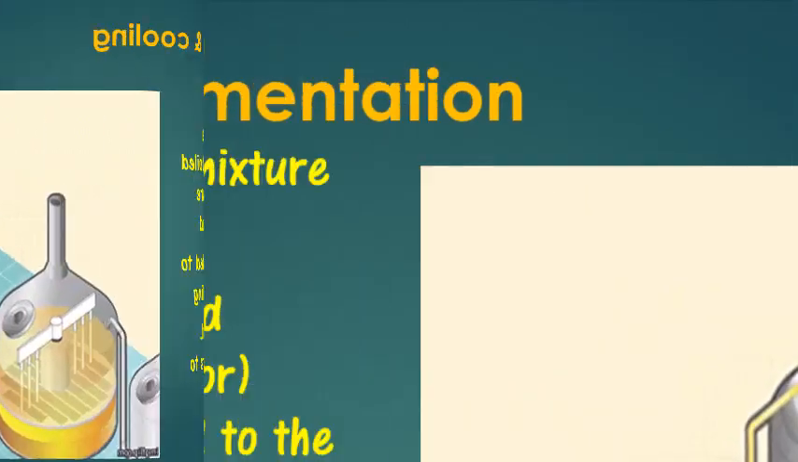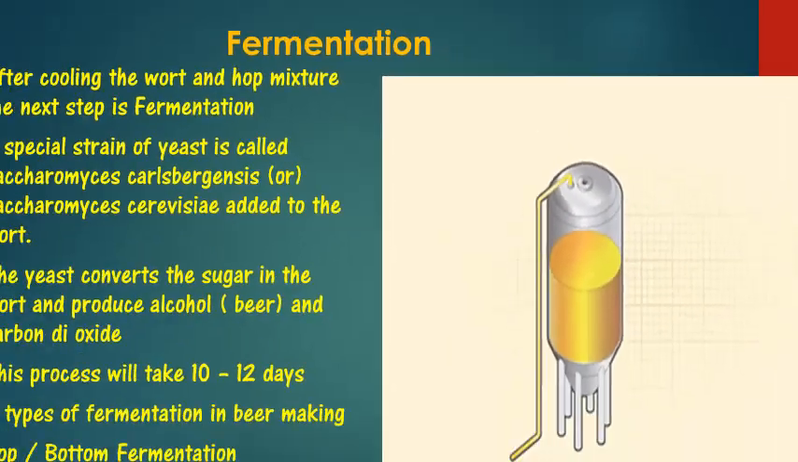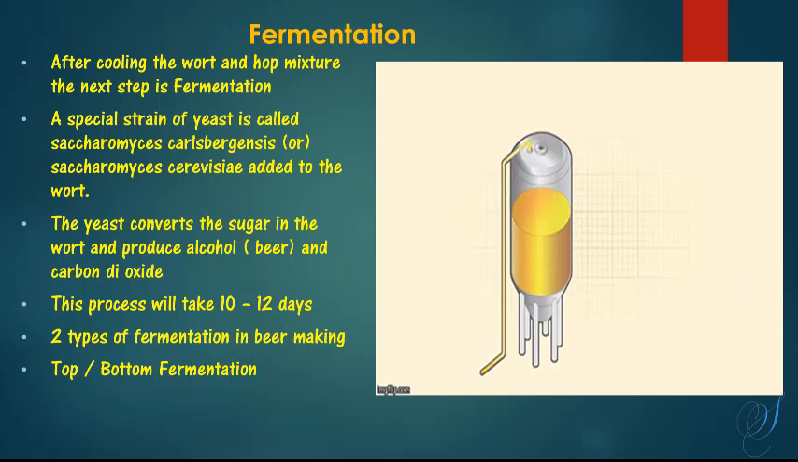The next process is fermentation. As we know, fermentation is the adding of yeast to the mixture, and the yeast converts the sugar into alcohol and carbon dioxide. In the beer manufacturing process, two types of fermentation happen. Each type uses different yeast and also produces different beer. We'll see that in the following slide.